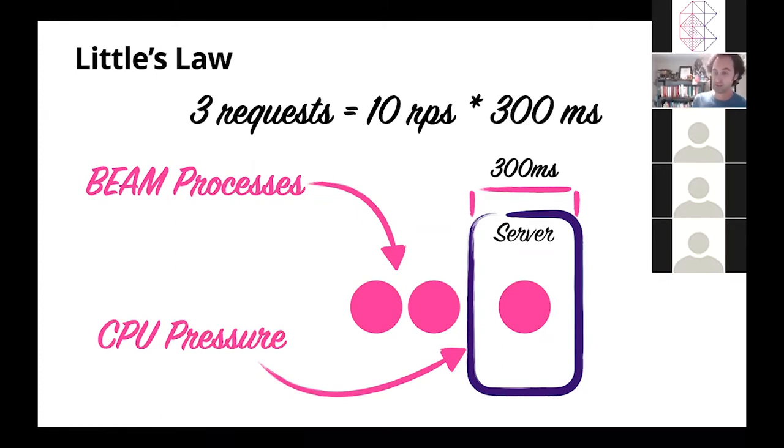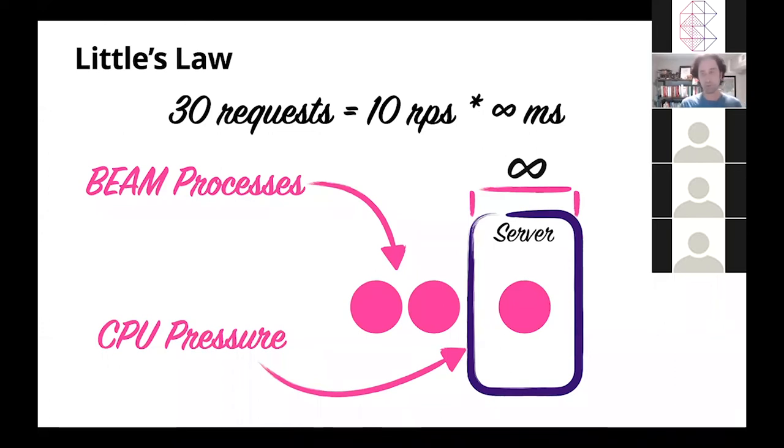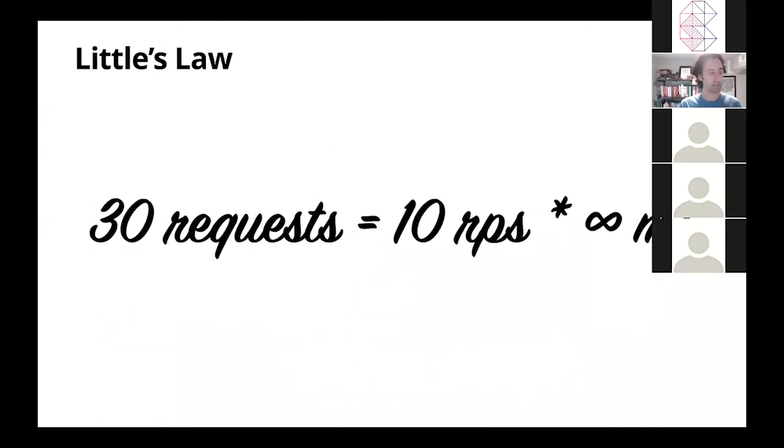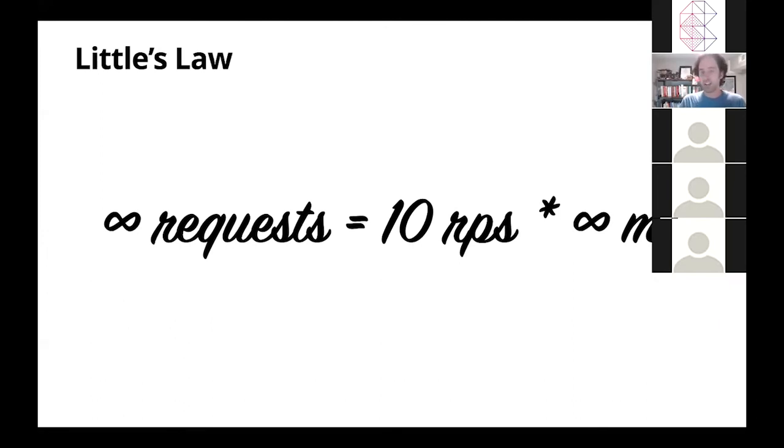and now stuff gets even worse. Until eventually, it's taking you three whole seconds to process anything, which means you have a lot more things in the queue. And if you just let this happen long enough, eventually you have infinity things. It's been a while since I was in college and did math like this, but I'm pretty sure that infinity times 10 is infinity. And this is really bad. This is what leads you to overload. This is when systems start to fall apart. So we have to figure out how to mitigate this.